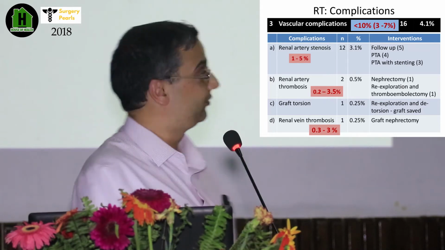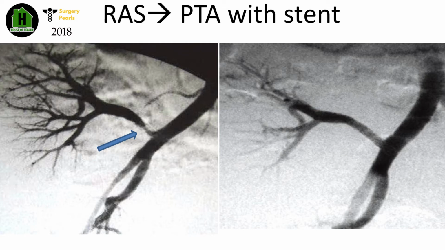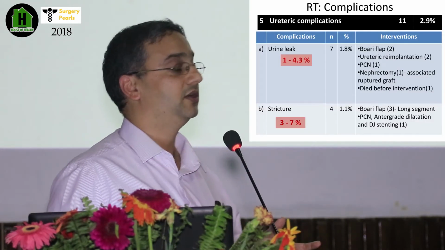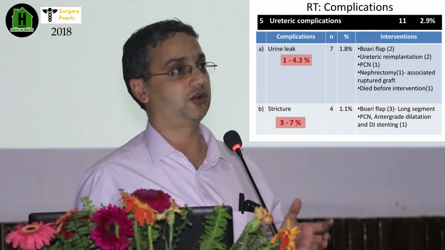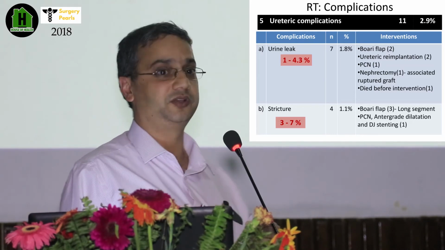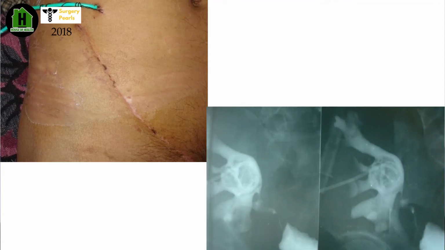These are a few pictures of renal artery stenosis, which was treated with percutaneous transluminal angioplasty with a stent, and a few of the ureteric complications. As I told you, ureteric ischemia is one of the important causes, because if you keep the ureter long or fiddle with this golden triangle, sometimes the ureter becomes ischemic, and the patient can have a urinary leak or a stricture in the later post-operative period.